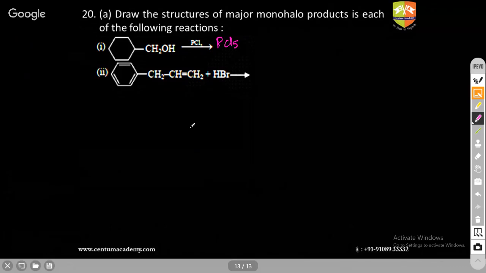Suppose I'll write down the numbering. Suppose if I do first carbon, second carbon, and third carbon. Obviously, bromine will attach. So at which carbon will the bromine attach? Markovnikov. Do we have any kind of shifting here so that we can get a more stable carbocation? Is it possible?